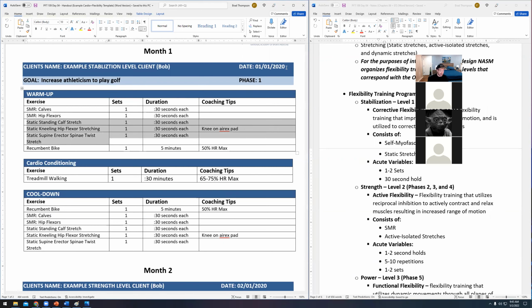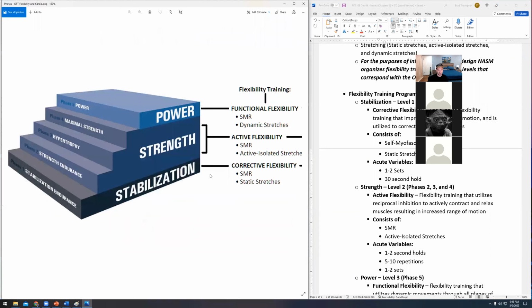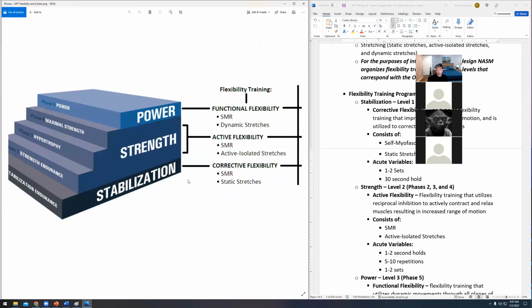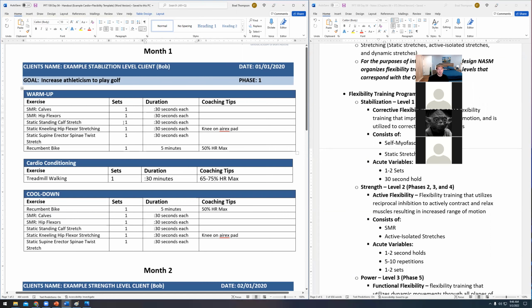Why am I doing static stretches? Well, let's go back to our little flow chart here, right? He's in his first month of training, which means he's in stabilization. So the tool bag that I grab is my corrective flexibility tool bag. What are the tools inside? SMR and static stretches. Okay, so that's one set is what I chose for Bob. I could have done 1 to 2. I'm going to do 30 seconds each.